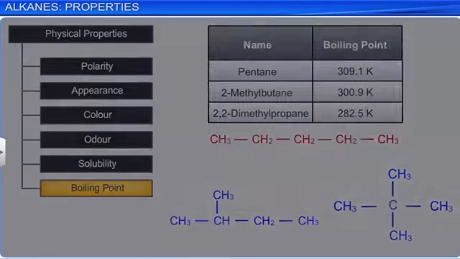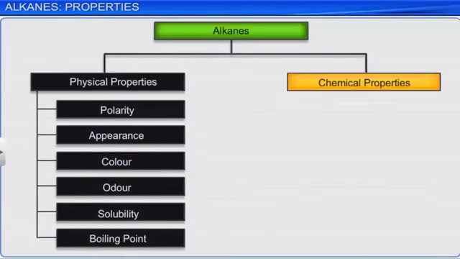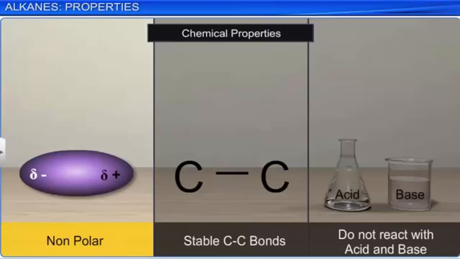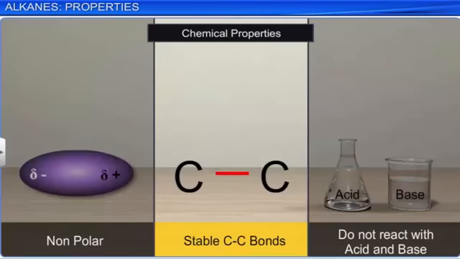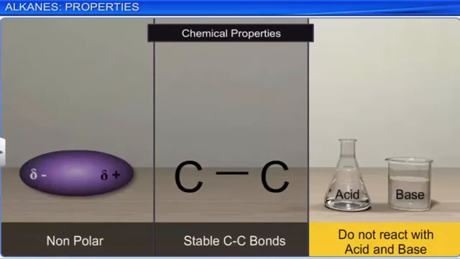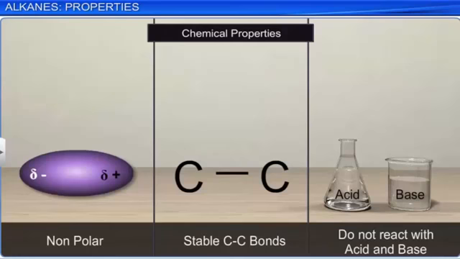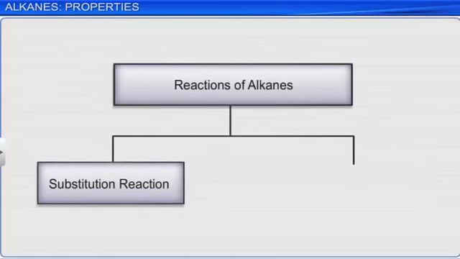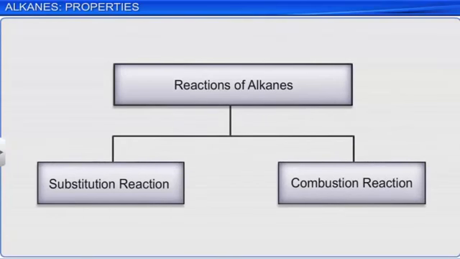Now, let's look at the chemical properties of alkanes. As we have seen, alkanes are nonpolar. Their carbon bonds are quite stable, and so they do not easily react with acids and bases. However, they do undergo substitution reactions and combustion reactions under certain conditions, as their carbon atoms are in strongly reduced states.